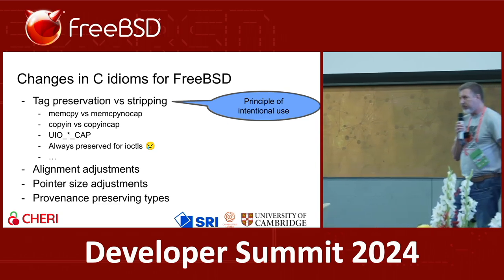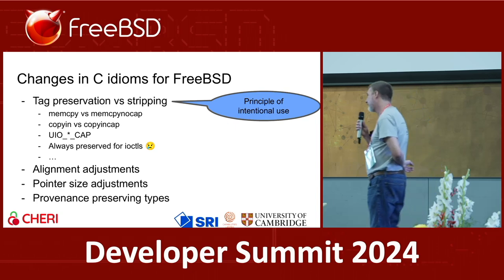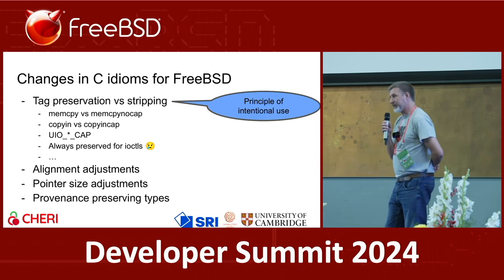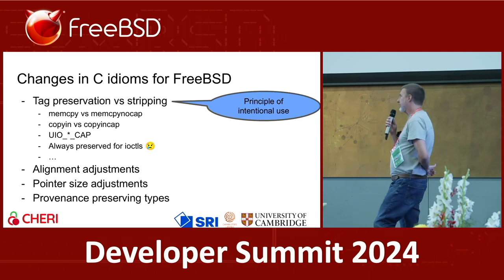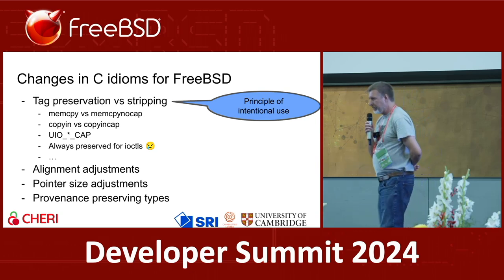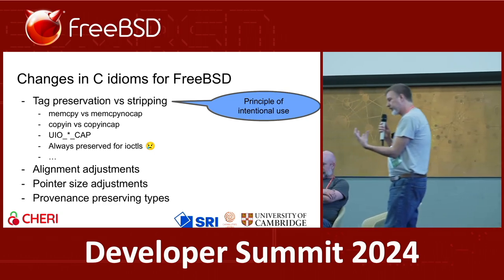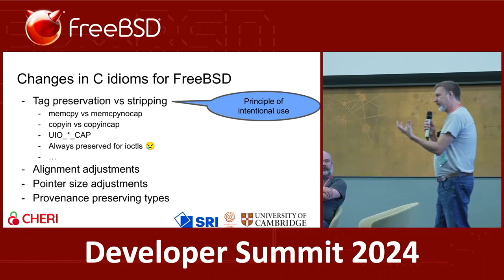For uiomove, there are a few cases, and SCSI CAM things, where uiomove insists on copying in blocks of things that have pointers inside of them. And also there's some ptrace cases where this happens, if I remember correctly. So we have a way when you're constructing a uio that you can say, I don't want to just do a read or a write, I want to do a read or a write that preserves tags.